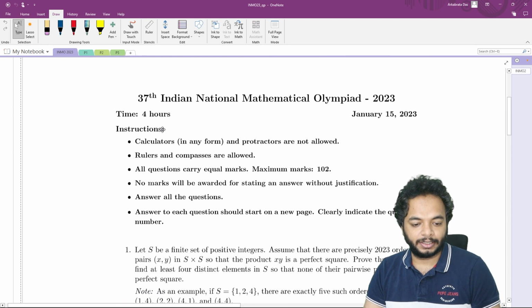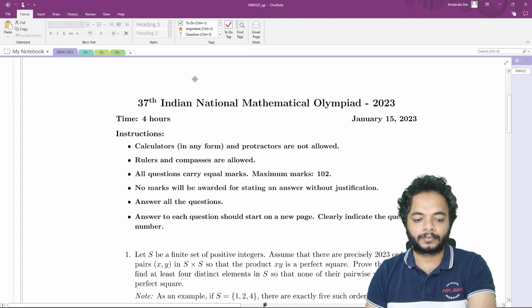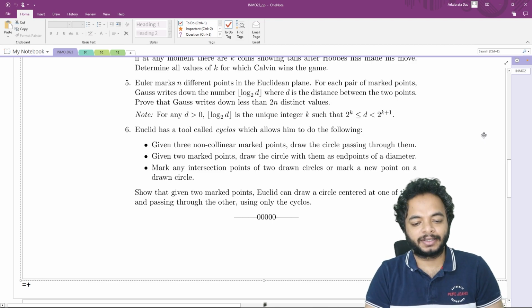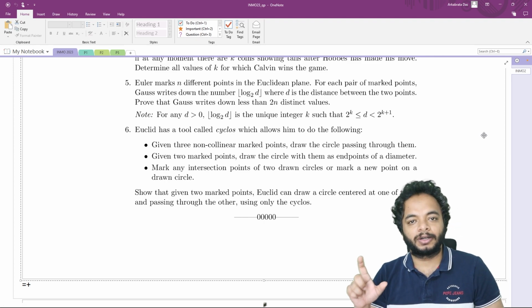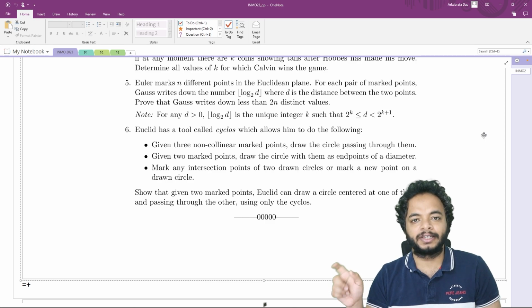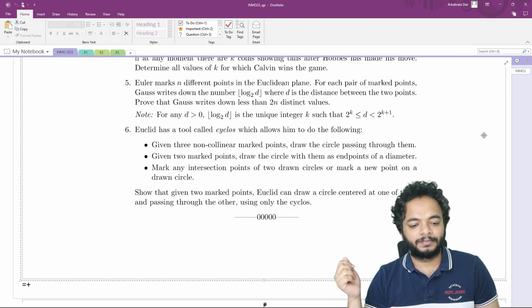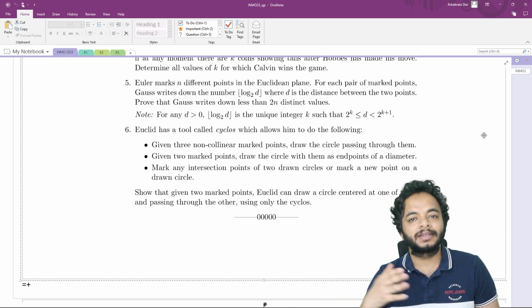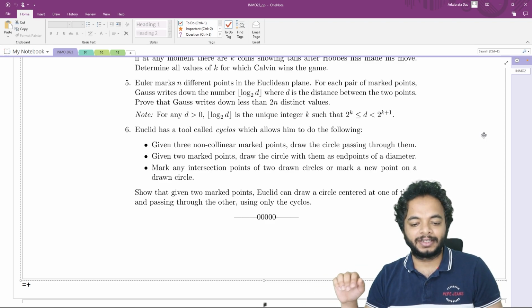Okay, so the next problem that we are going to solve is problem number 5. Coming down to problem number 5, it says that Euler marks n different points in the Euclidean plane, and for each pair of marked points, whatever the distance, Gauss writes down the integer which is the greatest integer part of log base 2 of d, where d is the distance between the two points. Likewise, Gauss is listing down integers, and if you count the distinct integers, the count will be at most 2n.